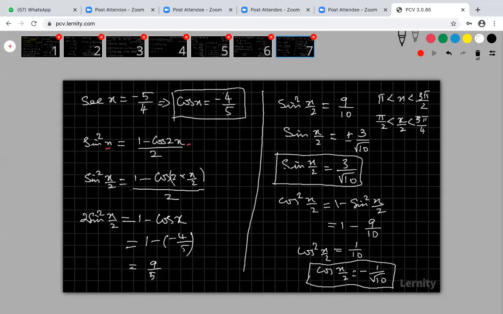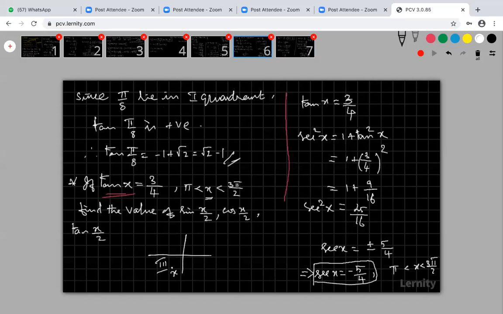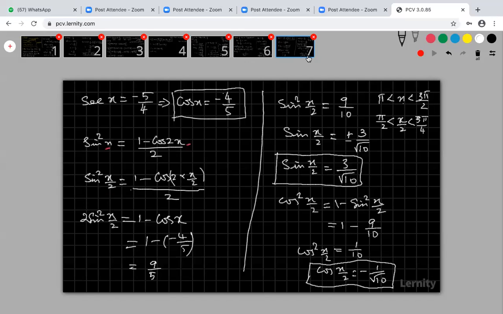What is tan x by 2? Look at the question. Find sin x by 2, cos x by 2, tan x by 2. Where tan x by 2 is nothing but sin x by 2 divided by cos x by 2. What is the answer?